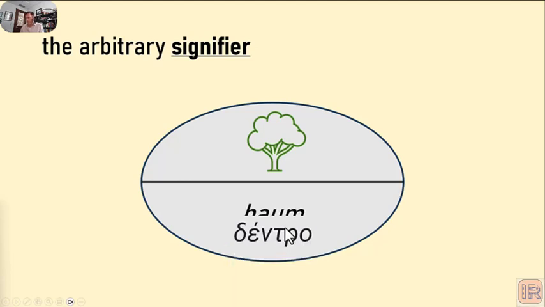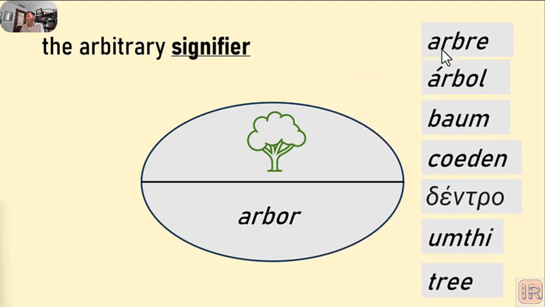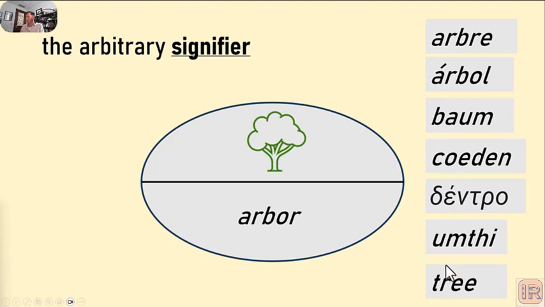That also means tree, as does the Greek dendro, and the Welsh coeden, and the English word, of course, tree. There's no reason why any one of these should or shouldn't refer to the concept of a tree. There's no necessary connection between the sound or the image of these words and what they represent. The connection between signifier and signified has no logical motivation. It just exists, and this is why we call it arbitrary.